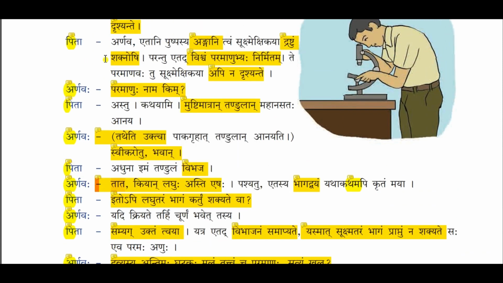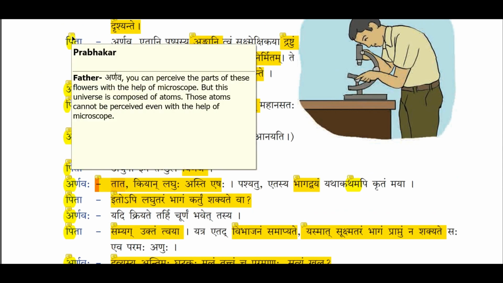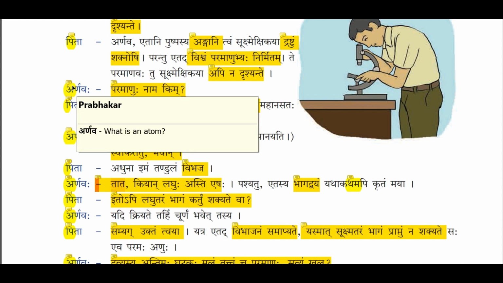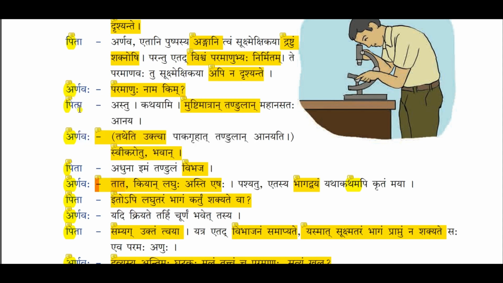As the last word was Drishyante, from here the translation is: the father said, Arnab, you can perceive the parts of these flowers with the help of a microscope, but this universe is composed of atoms. Those atoms cannot be seen even with the help of a microscope. Then Arnab said, what is an atom?